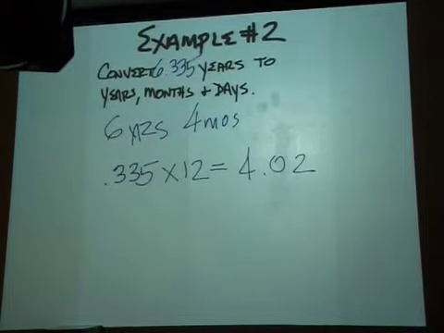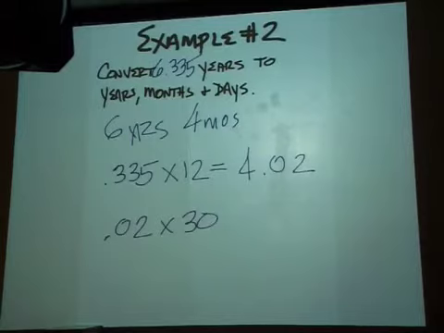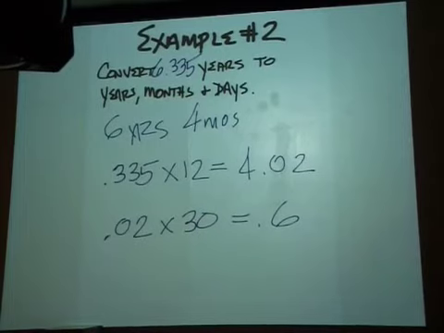What we're going to go with is 30 days. Some months have 31, some 29, 28, but we'll go with an average of 30. So we'll multiply 0.02 by 30. 0.02 times 30 comes out to be 0.6. 0.6 of a day. So we have no full days left, but we have 0.6 of a day.